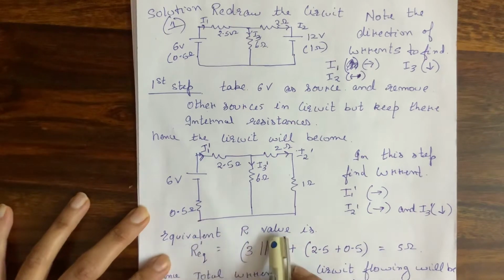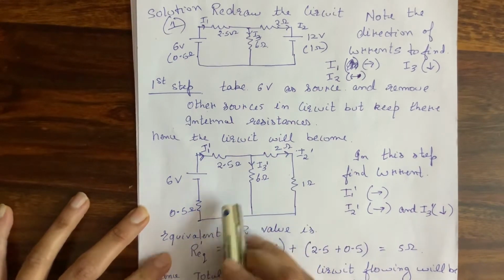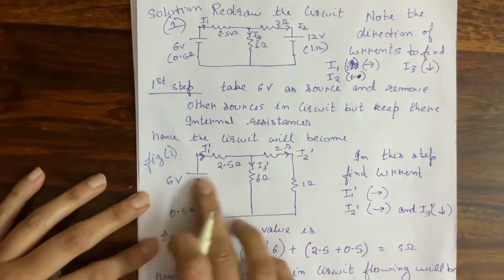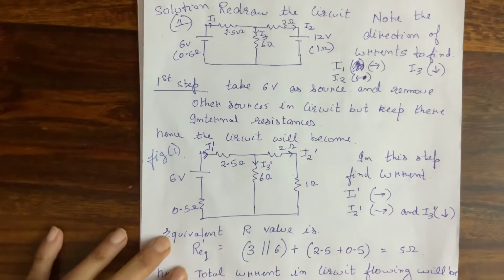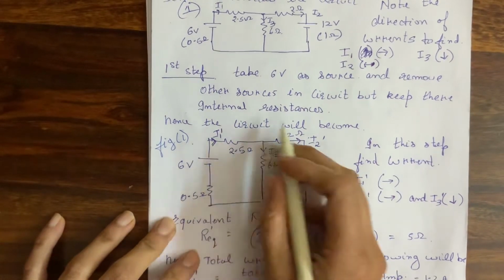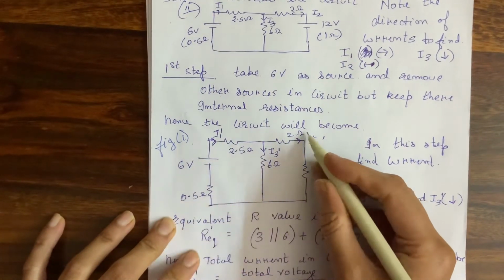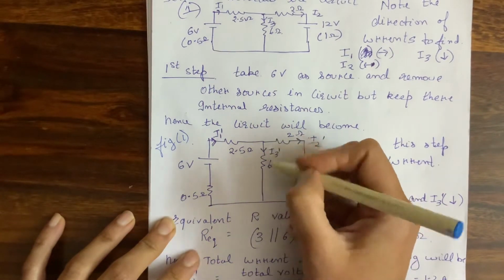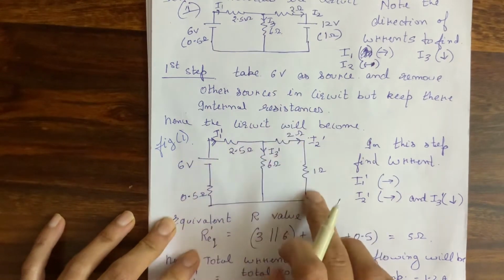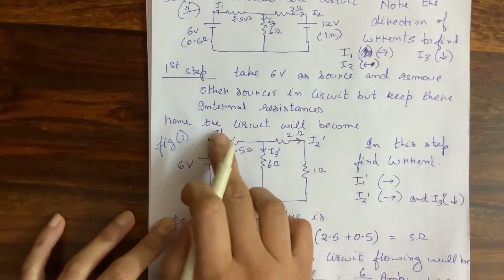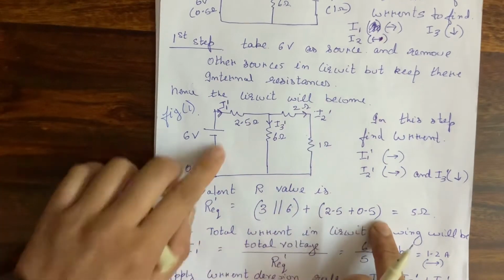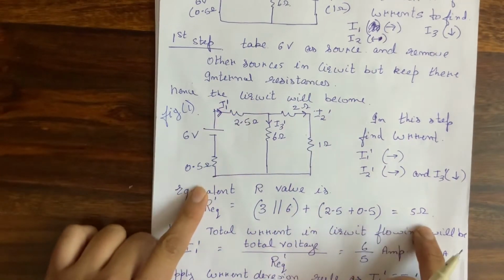Now what will be the equivalent R value of this particular circuit? I am considering that as figure 1. What will be the equivalent R of figure 1? I have given the name R equivalent dash. How will we find the R equivalent value? As we can see, this limb is in parallel with 6 ohm because this is the main source. So 2 plus 1 is 3, 3 parallel 6 in series with 2.5. So that's why 3 parallel 6 in series with 2.5 plus 0.5. So I have got 5 ohm here.